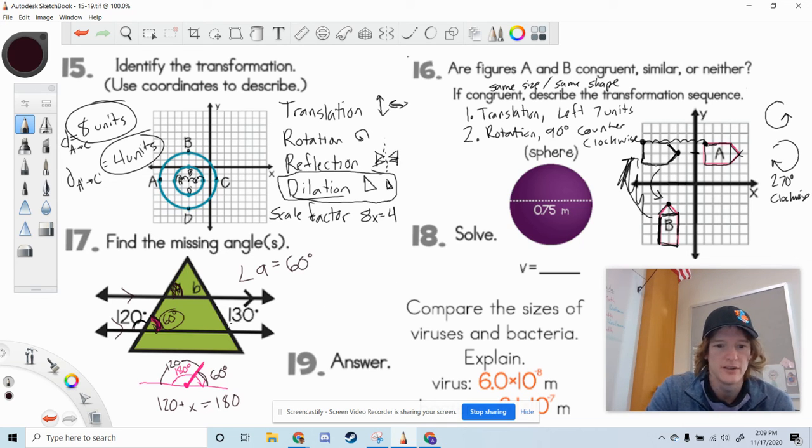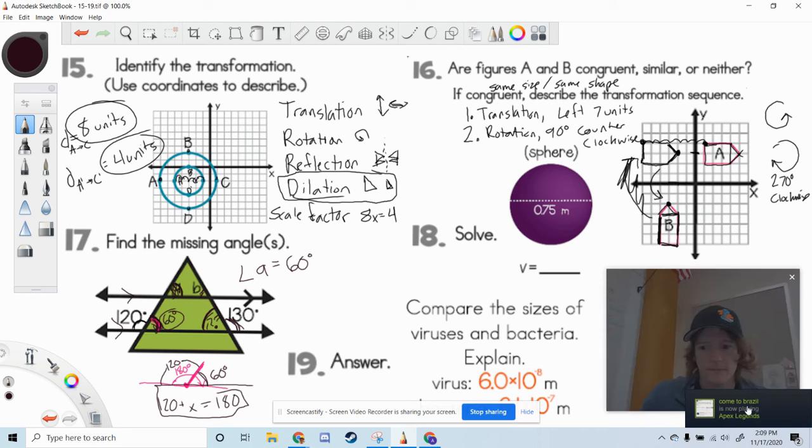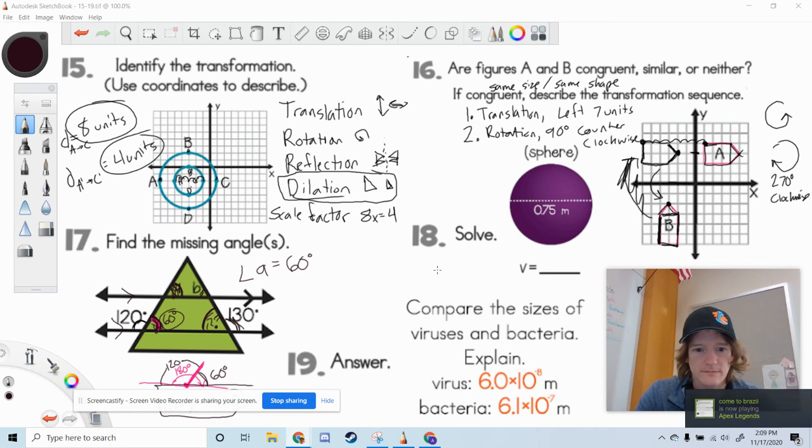Now for angle B, we know that this is 130, so you need to find out what this measurement is from here to here. And that's going to be the same as B. So do the same thing that we did, but instead of 120 plus x, it'll be 130. And that's going to be it for that one. You can figure out what B is.